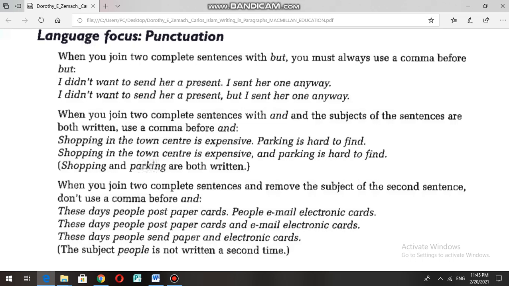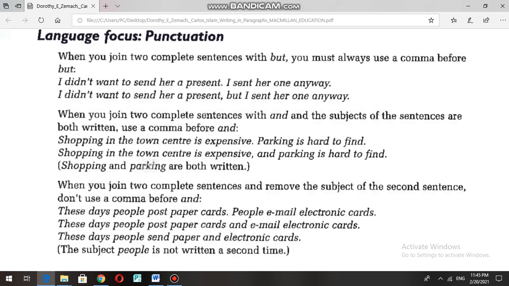The subject of the first sentence is shopping in the town center. This is a phrase which is the subject, okay? The subject of the other sentence is parking, okay? So we have two subjects and both of which are mentioned in their sentences. So when we use and, we put a comma before the and, okay?